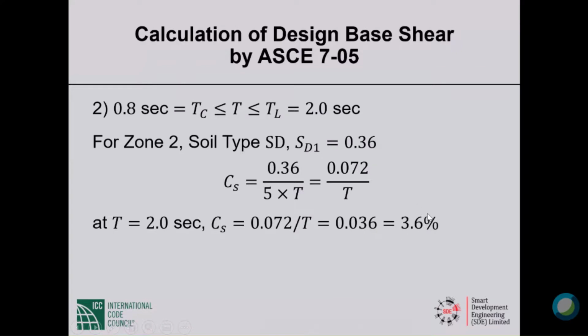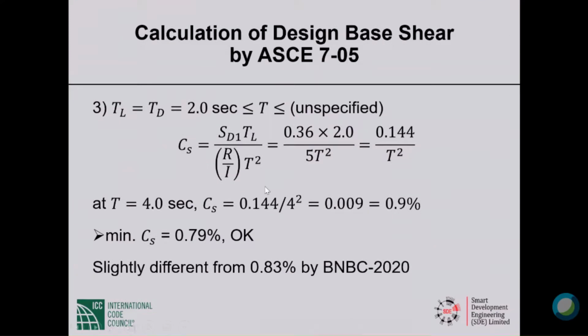The third branch beyond 2 seconds, this is the equation in AC 705. S sub D1 is 0.36 from Appendix C. T sub L is 2 seconds. R over I, R is 5, I is 1, T squared. So it is 144 divided by T squared. At T equal to 4 seconds, we get a value of 0.9%. That being larger than the minimum of 0.79%, we are okay.